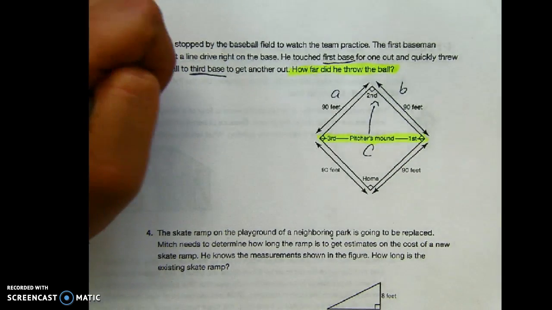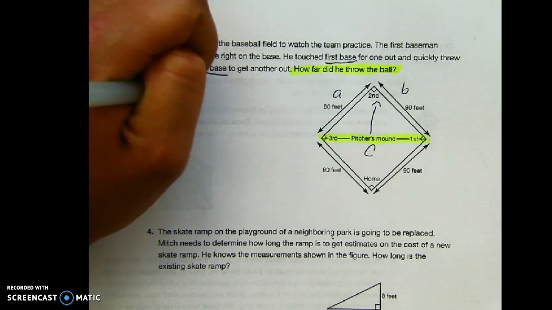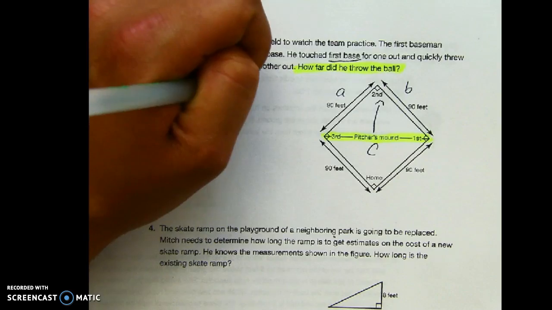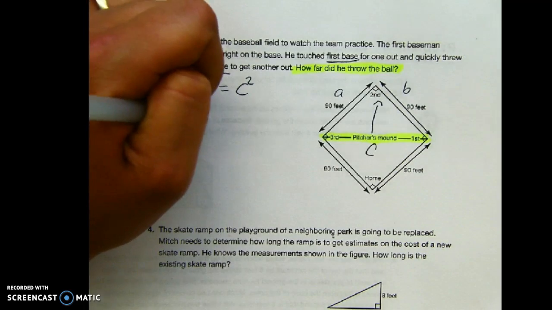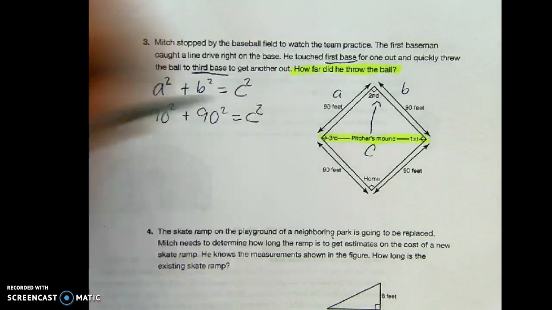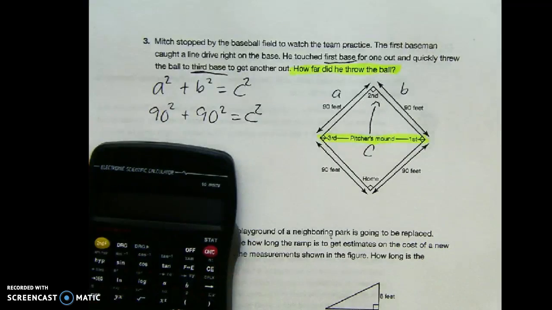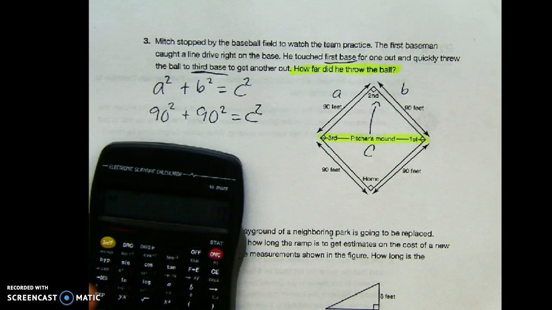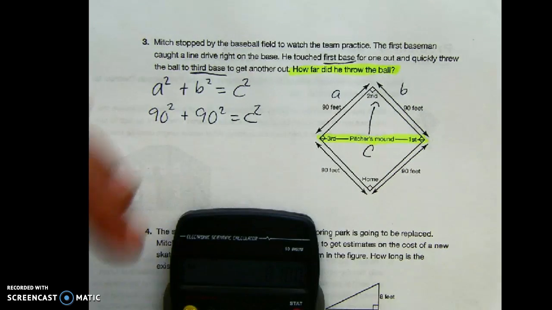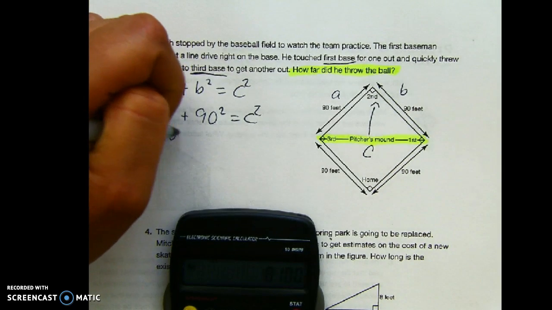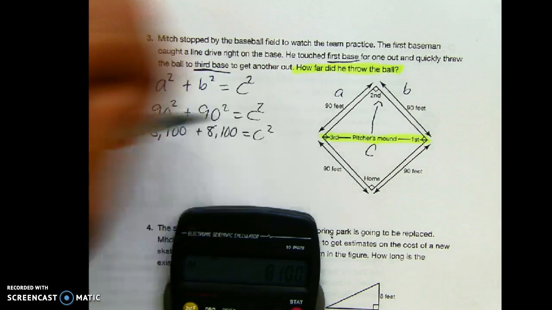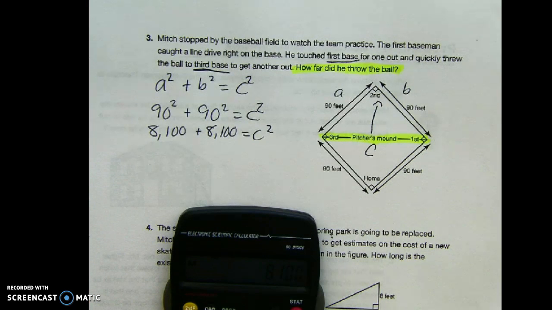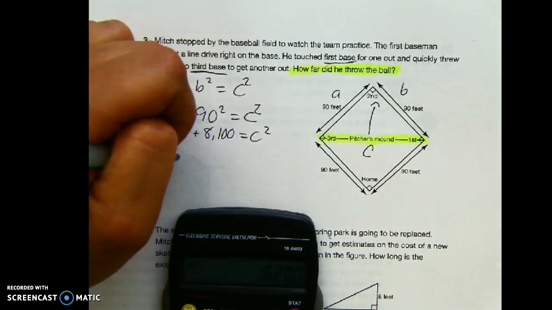Now, I'm using the Pythagorean theorem of A squared plus B squared equals C squared. My A I put as 90 feet squared plus 90 feet squared equals C squared. If I get my calculator and I do 90 squared, I'm going to get 8,100. And that's going to be for each since they're equal. I'm going to add that together.